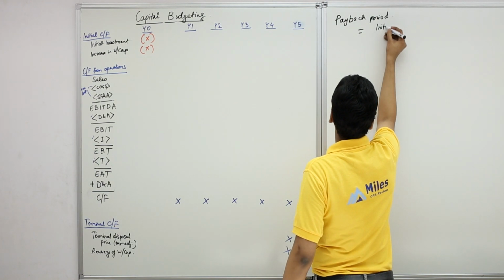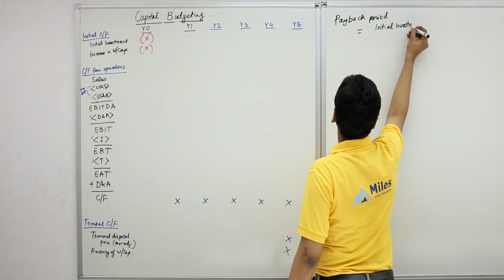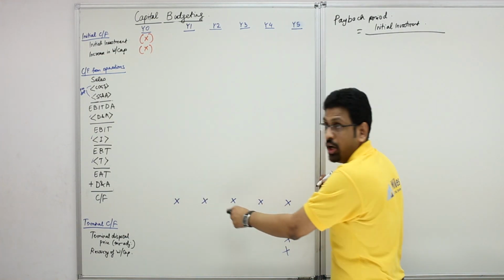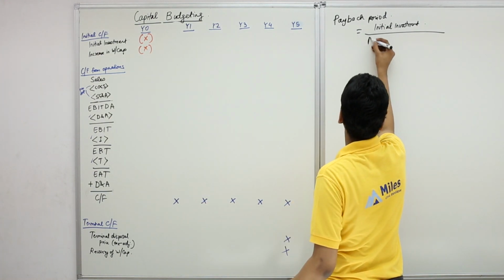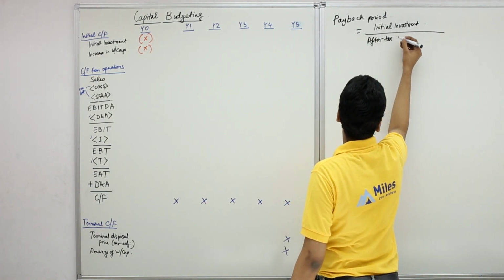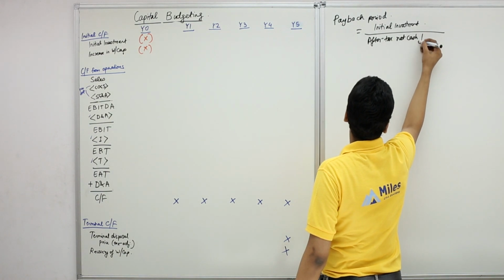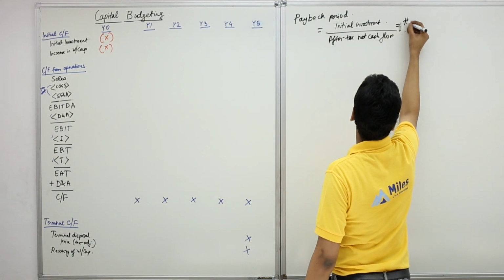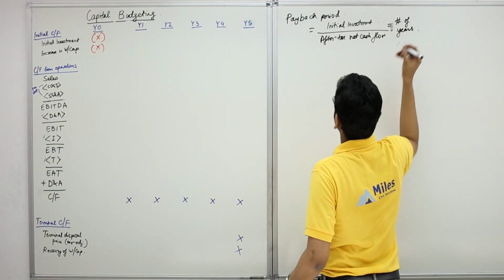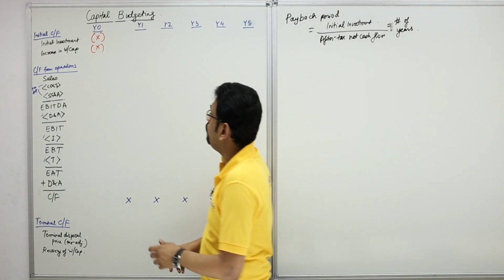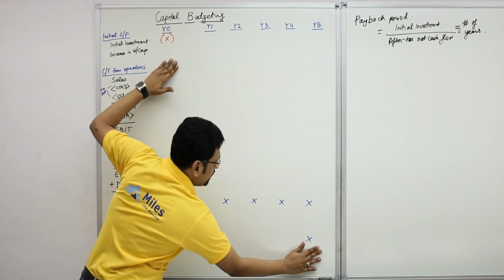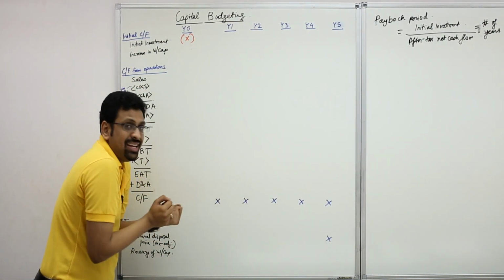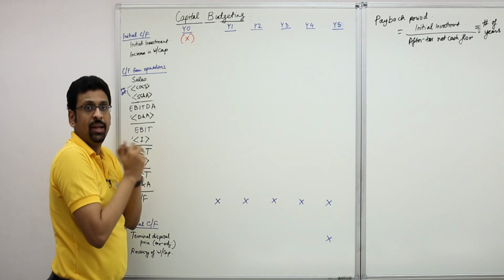So you can look at initial investment divided by the after tax net cash flow each year. So it's the same number for all the years. And this would give you the payback period in number of years. So we're looking at this as a starting point. So let's say we're looking at initial investment as a starting point. How much time does it take for us to recover this initial investment?